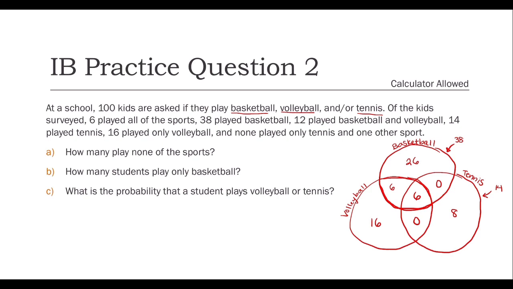So part A says how many played none of the sports. So none of the sports would be our total of 100 people minus however many people played basketball, volleyball, or tennis. So we can add up all of the numbers inside of our Venn diagram. So we'd have 26 plus 6 plus 6 plus 16 plus 8. So that's going to be 62. So we'll do 100 minus 62 to figure out how many played none of the sports, and that would be 38 people.